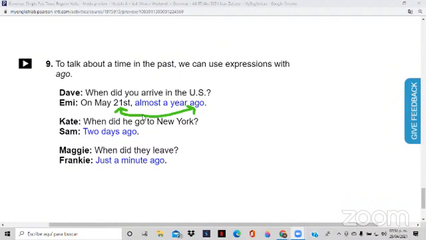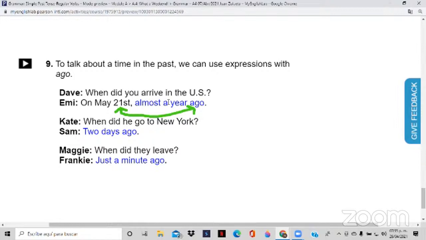Muy bien, pues aquí tengo esta flechita. ¿Y qué quiero dar a entender con esa flechita? Que en español se empieza con lo último. Por ejemplo, especialmente cuando utilizamos ago. Ago significa hace. Por ejemplo, hace un año. Pero aquí tenemos almost a year ago. ¿Ok? Y se traduce casi ya hace un año en este contexto, ¿ok?